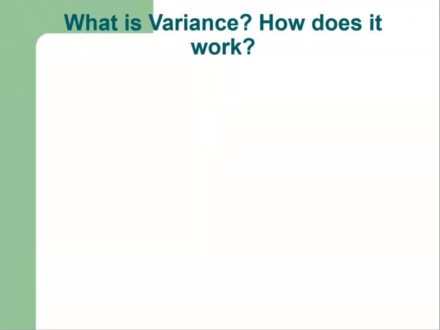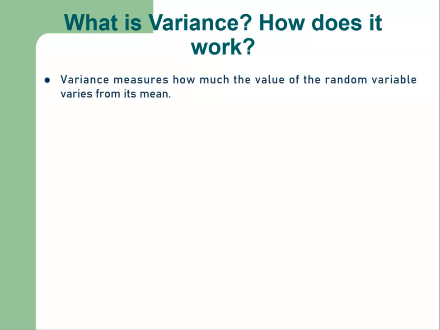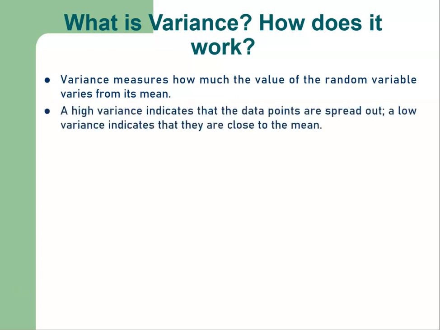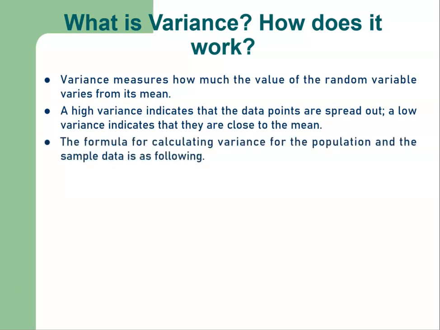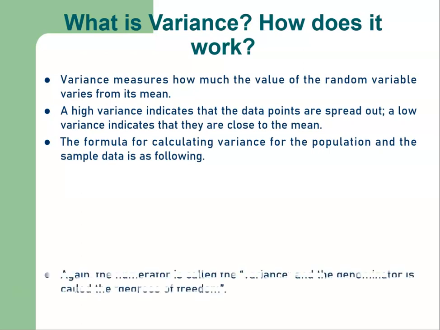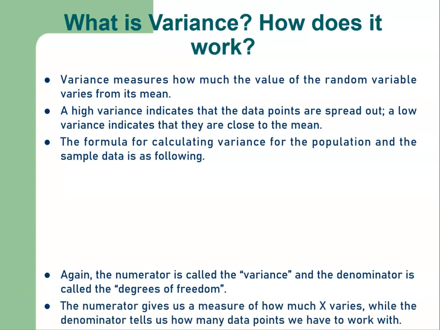Here is the explanation of variance. How does it work? Variance measures how much the value of the random variable x or y varies from its mean. A high variance indicates that the data points are spread out. A low variance indicates that they are close to the mean. The formula for calculating variance for population and the sample data will be explained in the following discussion. Again, the numerator is called the variance and the denominator is called the degrees of freedom. The numerator gives us the measure of how much x varies, while the denominator tells us how many data points we have to work with.